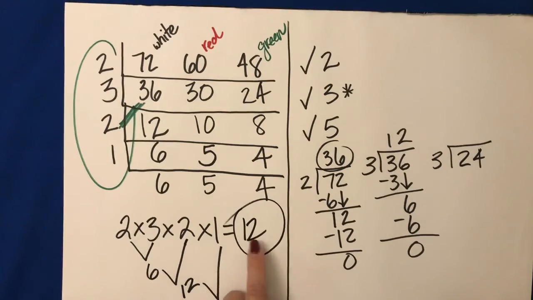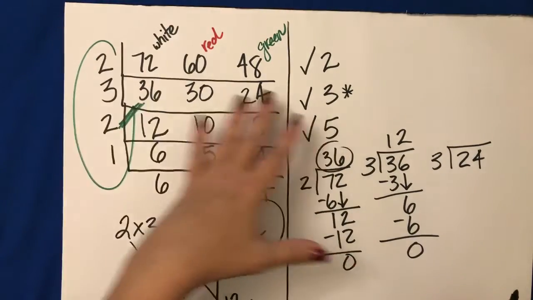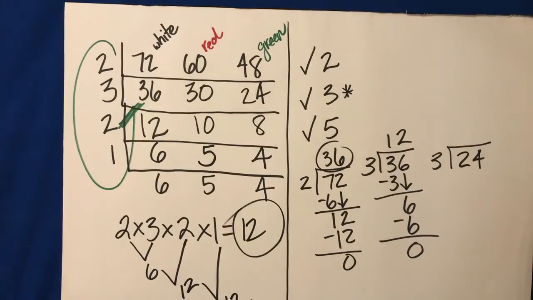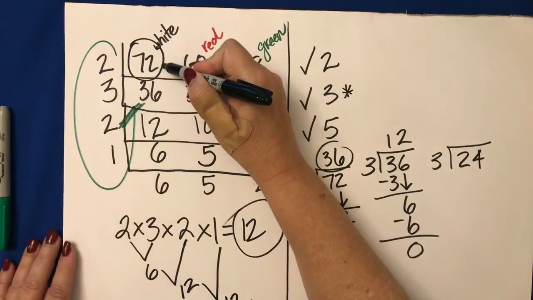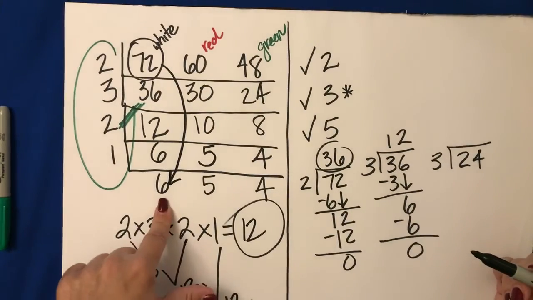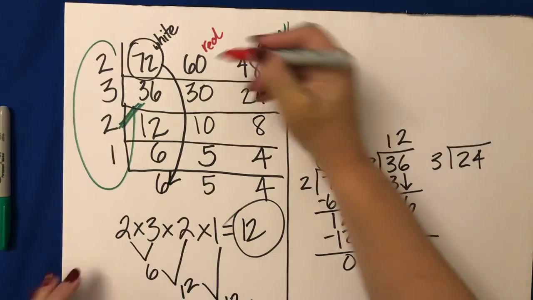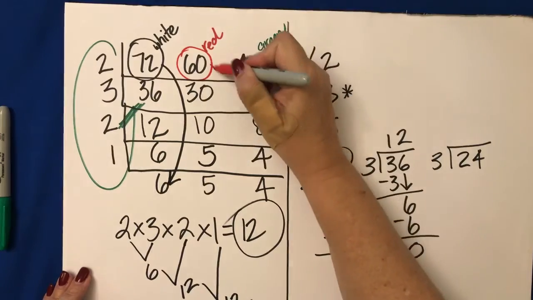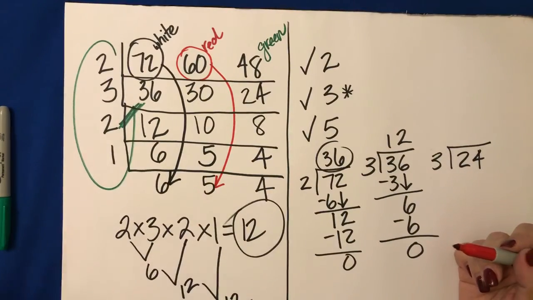So that means I can fill 12 vases, or I can make 12 bouquets using these flowers. But how many of the white flowers will be in each bouquet? So now we can come down to the bottom of the ladder and see that I would have 6 white. How many red would we have? You just look at your top number and come down to the bottom. So you'd have 5 red flowers in each bouquet.